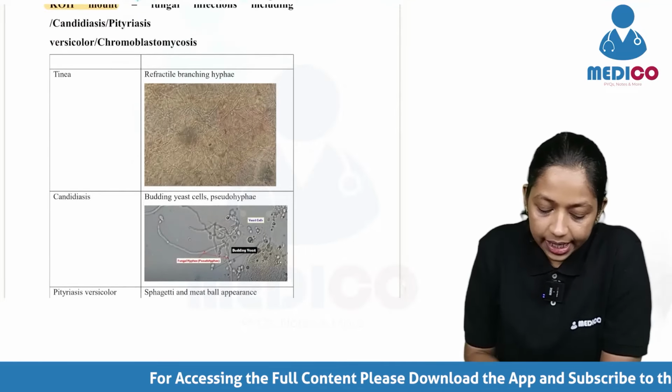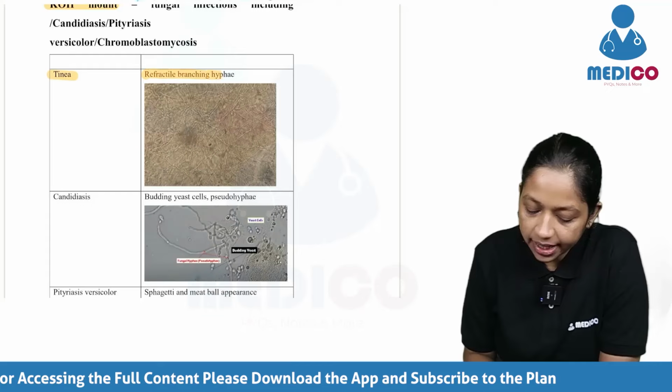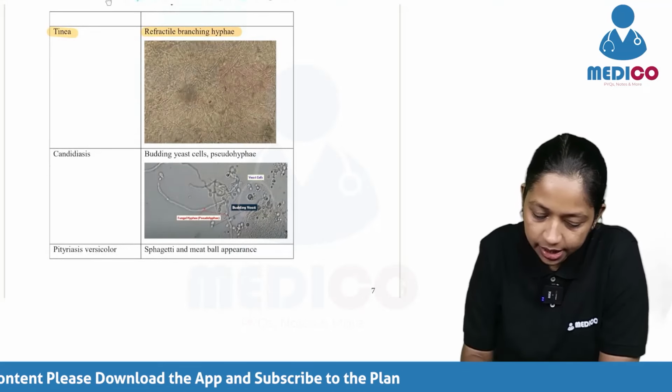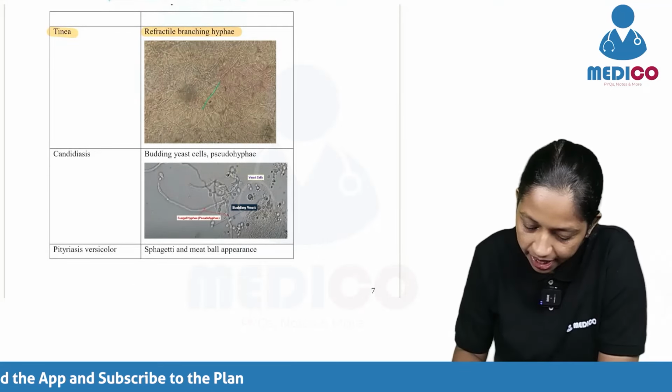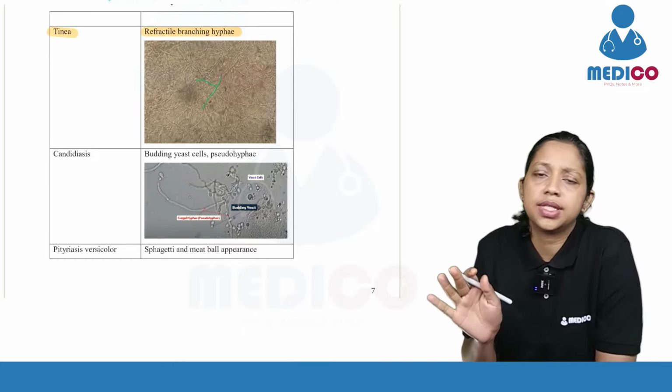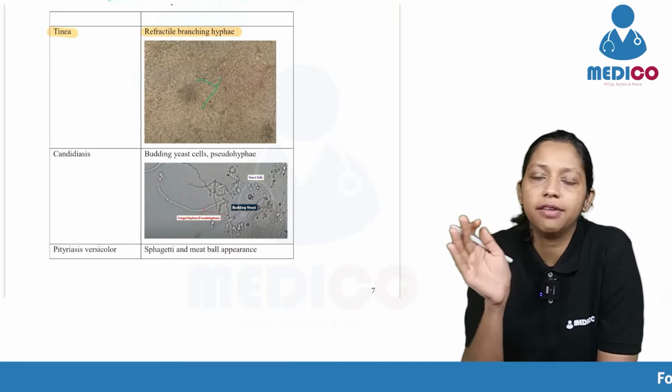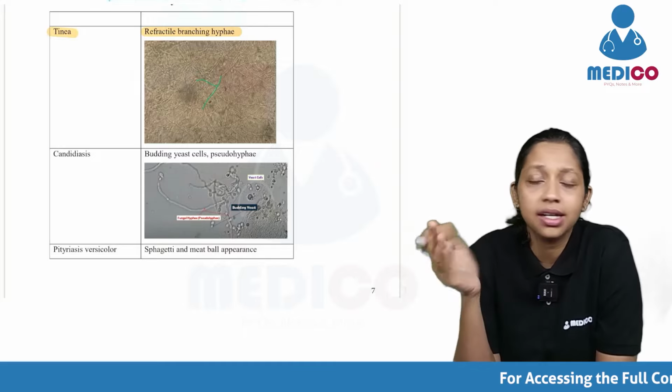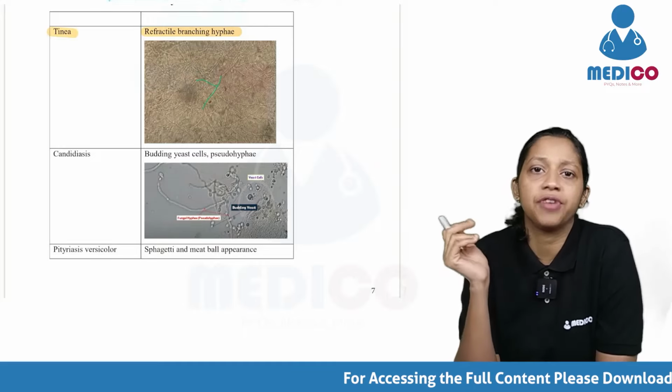So let us look at tinea. Tinea presents as refractile branching hyphae, as we can see here. These are the branching hyphae. And this is something we regularly use in our clinic to identify if the patient has tinea, especially in cases we are not very sure.